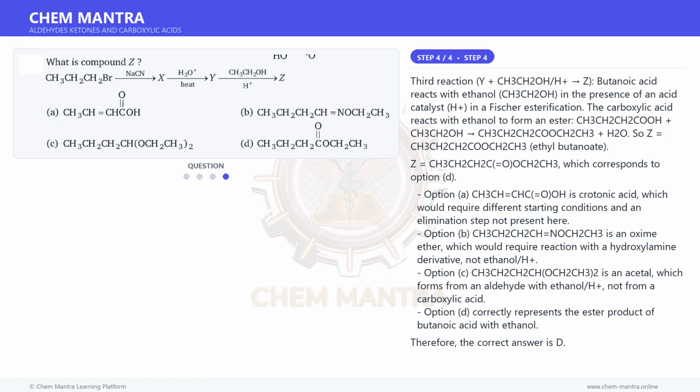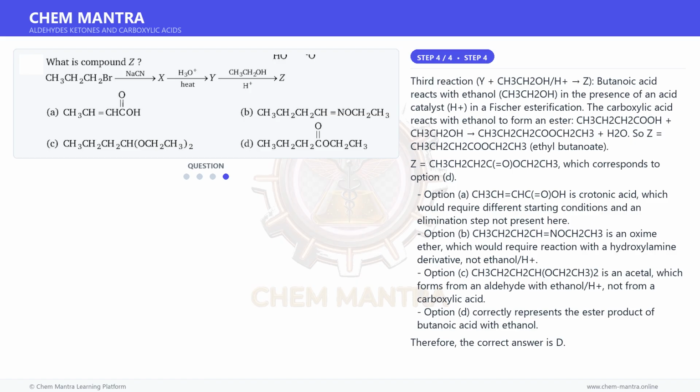Option A, CH3CH=CHC=O, is crotonic acid, which would require different starting conditions and an elimination step not present here. Option B, CH3CH2CH=N-OCH3, is an oxime ether, which would require reaction with a hydroxylamine derivative, not ethanol and H+. Option C, CH3CH2CH(OCH2CH3)2, is an acetal, which forms from an aldehyde with ethanol and H+, not from a carboxylic acid.